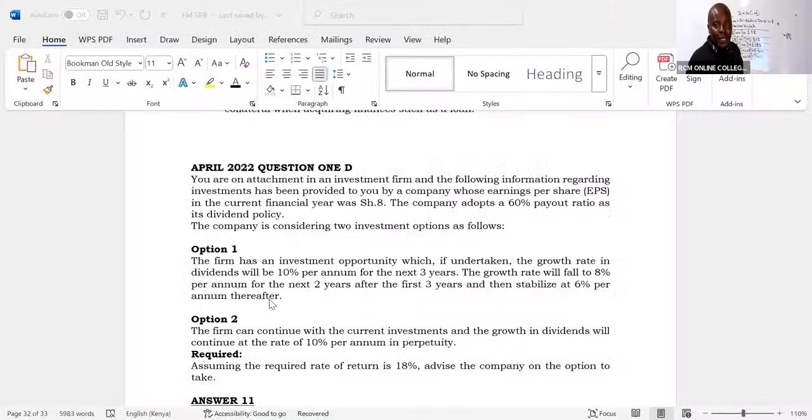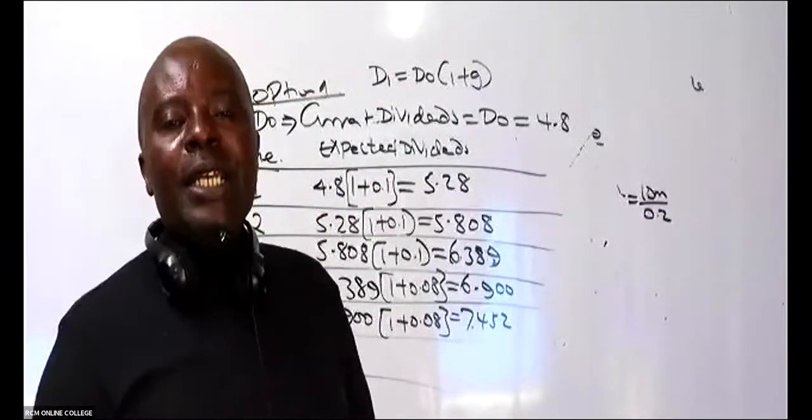Thereafter, up to when? They're not telling us for how many years. So thereafter, it means that we shall enjoy these 6% indefinitely.